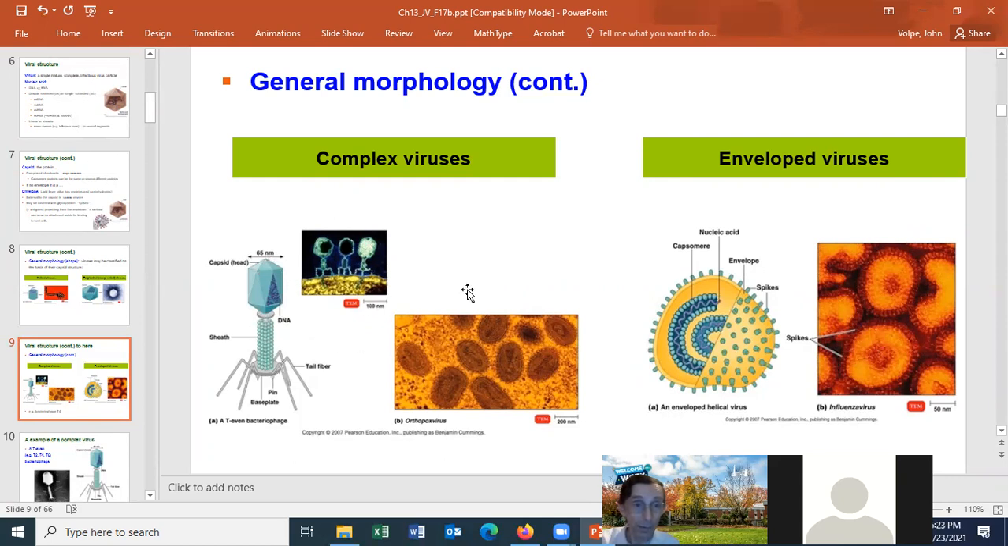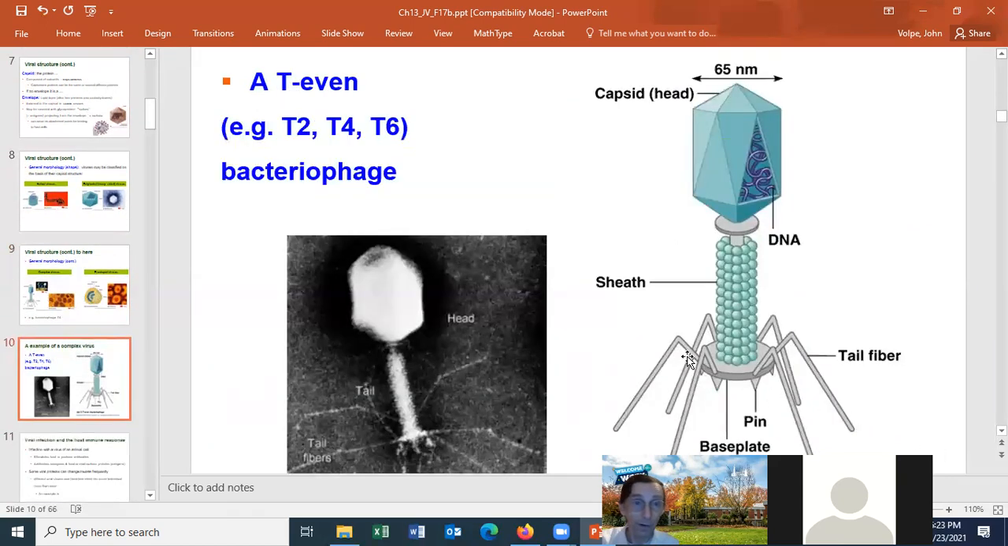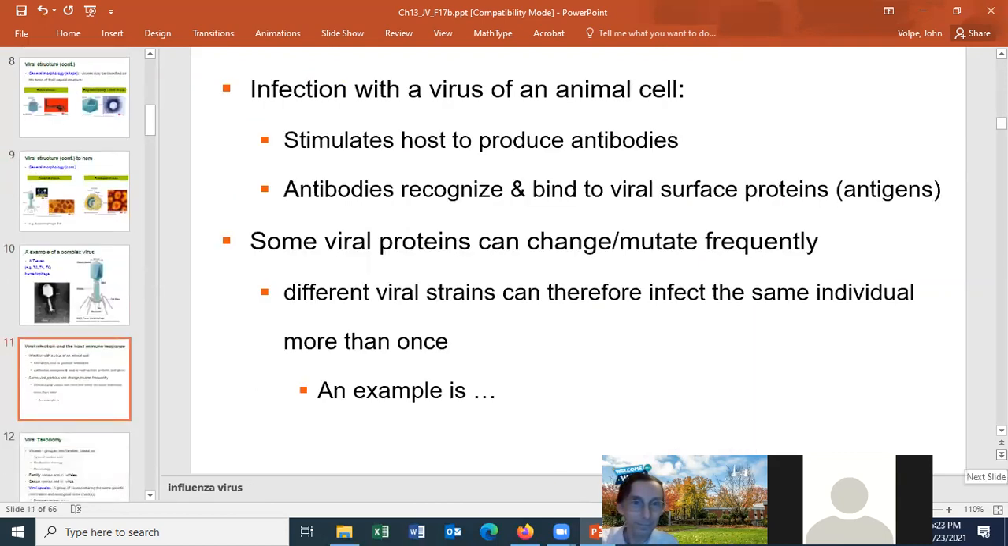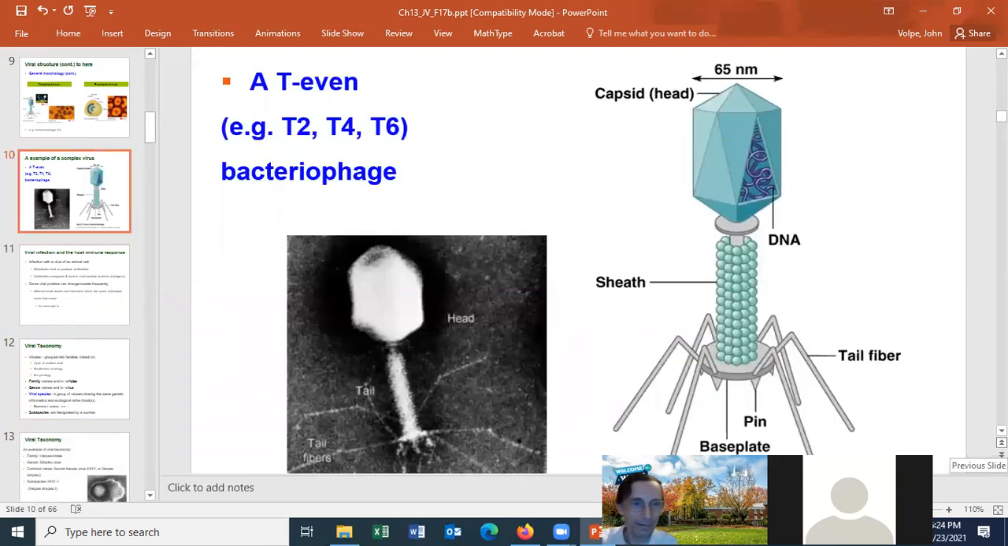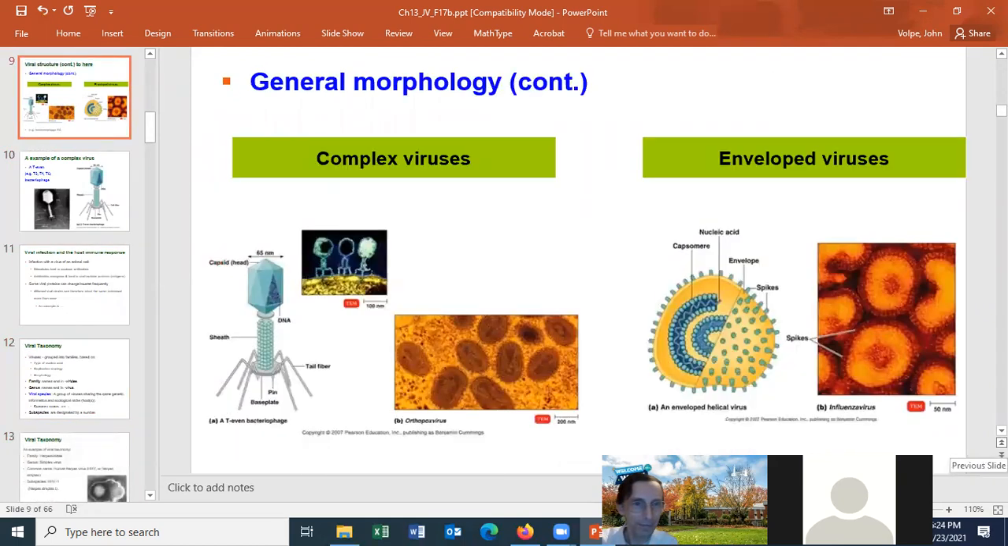Let's talk a little bit more about these viruses. They're called the T-even viruses. And which one is it I want to talk about? Is it bacteriophage T4? I think it's bacteriophage T4. Sorry, I'm losing my note here.